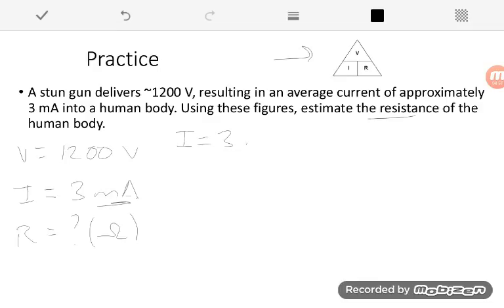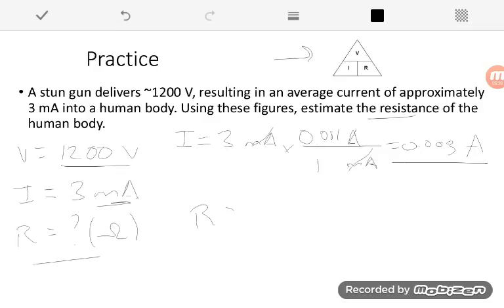My current is currently 3 milliamps. So we need to get rid of the milliamps and put it in just regular amps. Milli is just a metric prefix, so we're going to use the exact same relationships we used previously. 1 milliamp is 0.001 amps. So we do the math, my milliamps cancel, I end up with amps, and if I multiply, that gives me 0.003 amps. Now I have a voltage, a current, and I just need to solve for resistance.